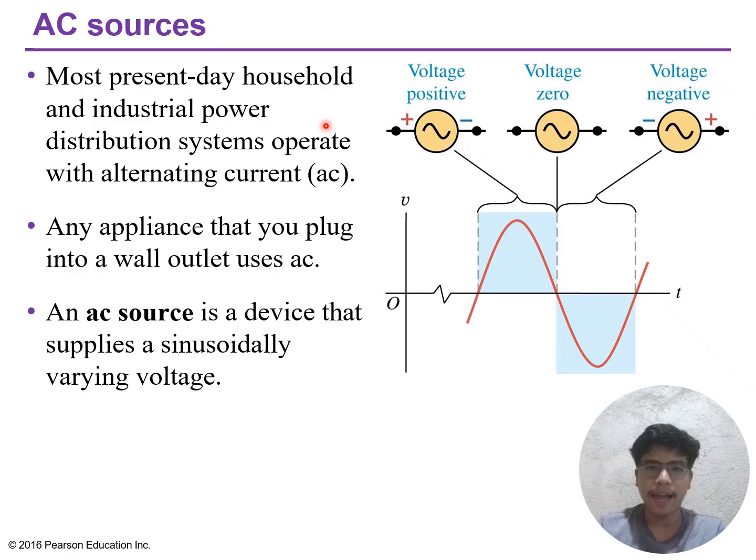Most household and industrial power distribution systems worldwide operate on alternating current, or AC, the form of electricity you access when you plug any appliance into a wall outlet. An AC source, formally defined as a device that supplies sinusoidally varying voltage, generates voltage that oscillates smoothly between positive and negative values in a regular repeating pattern.